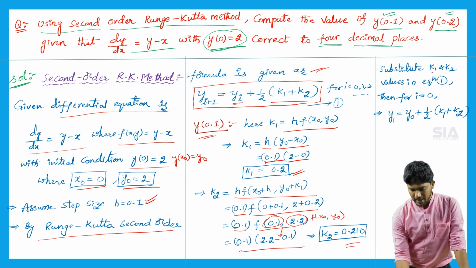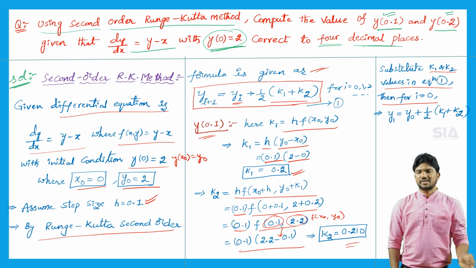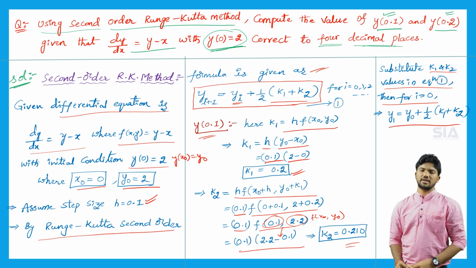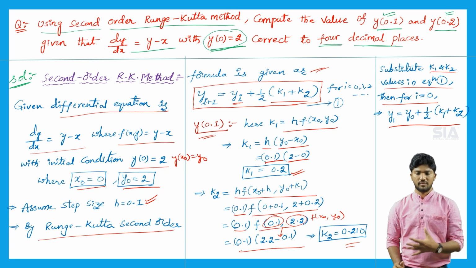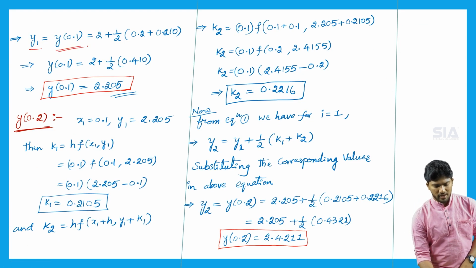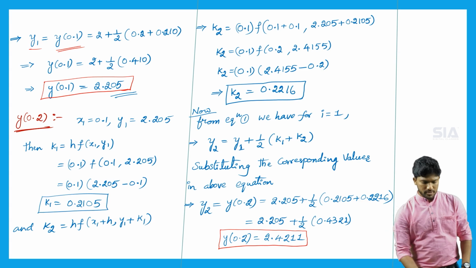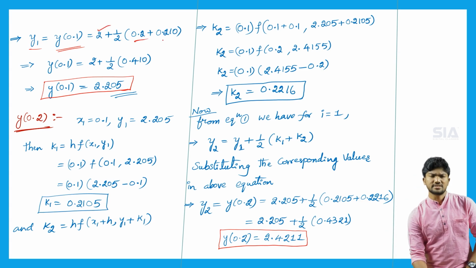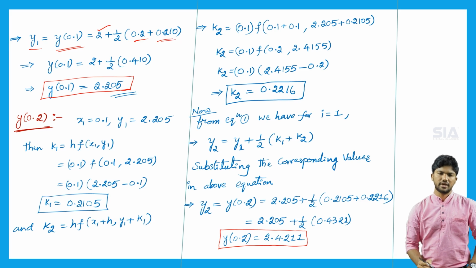Substitute the k1 and k2 values in equation number 1. For the first approximation, i is equal to 0, the Runge Kutta method gives y1 is equal to y naught plus 1 by 2 into k1 plus k2. Therefore y1, that is y of 0.1, is equal to y naught 2 plus 1 by 2 into k1 0.2 plus k2 0.210.